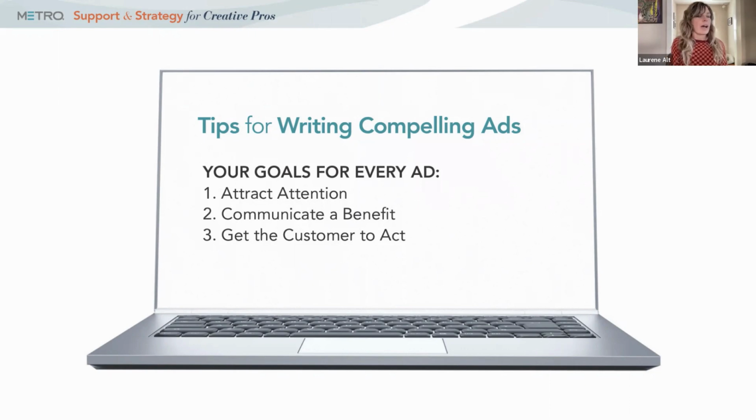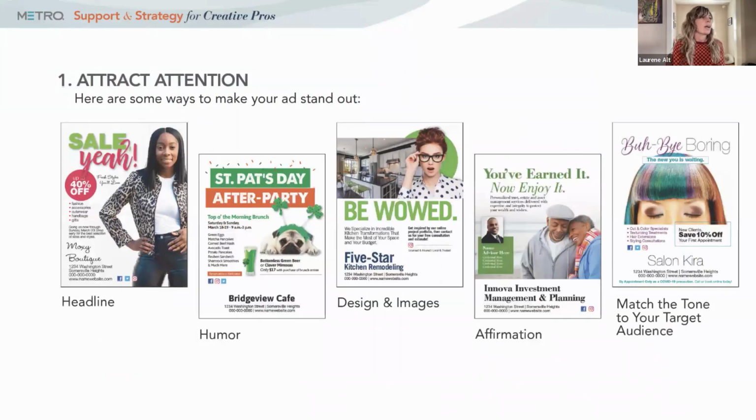So we'll start with three things you want to keep in mind every time you're writing an ad. You want the ad to, one, attract attention, two, communicate a benefit, and finally, get the customer to act. And we'll go over those in more detail here with some examples from MCC. So starting with number one, attracting attention. These are some tactics you can use to make your ad stand out.